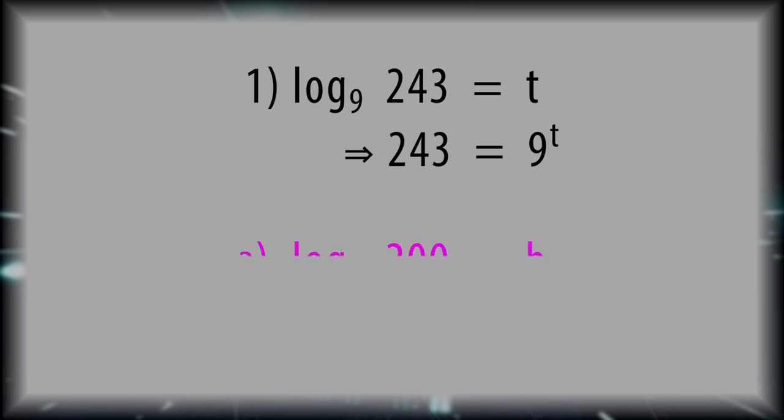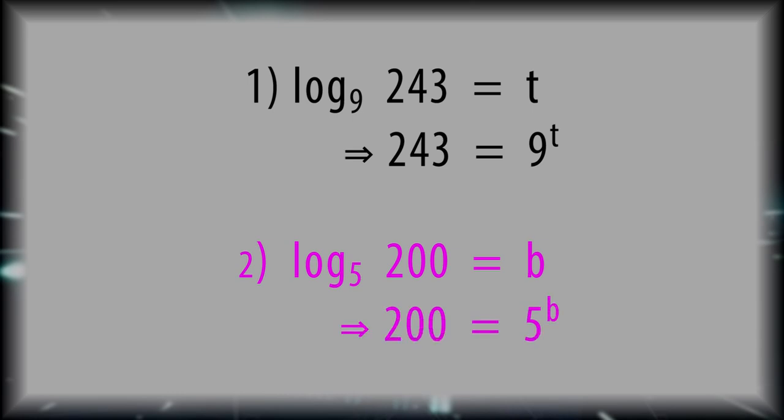Number 2, log base 5 of 200 is equal to b. We want to change that to index form. So remember, the number is 200. That should be equal to the base, which is 5, raised to the power b. So 200 is equal to 5 raised to the power b.